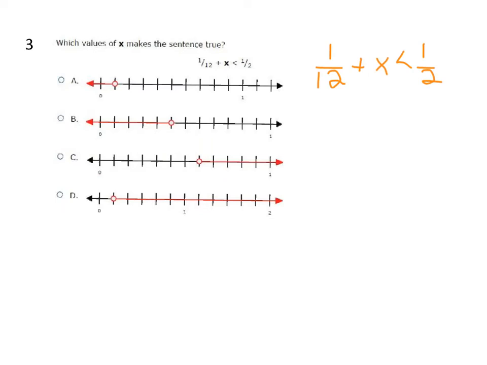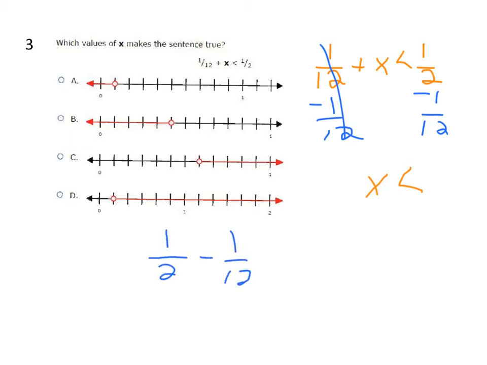This problem here is the same thing. It gives us an x to solve for, and then we have to find the answer on a number line. And so here I have 1/12 being added to the x term. So I'm going to go ahead and subtract 1/12 from both sides. Here these cancel, and I'm just left with a positive x is less than... and then here, I'm going to have to do 1/2 minus 1/12.